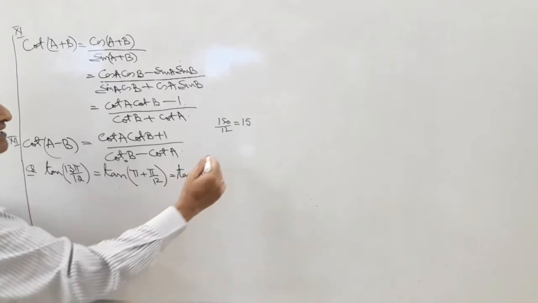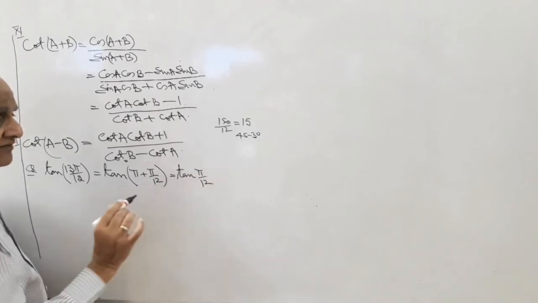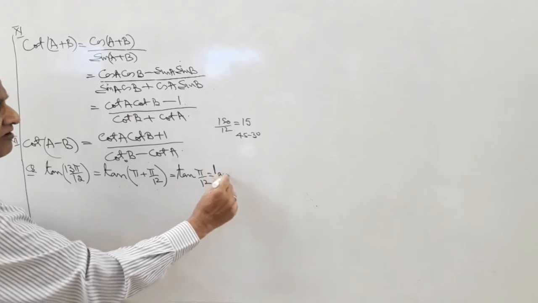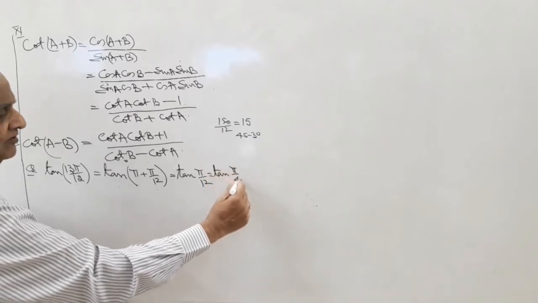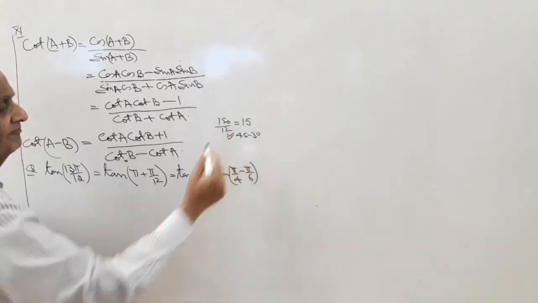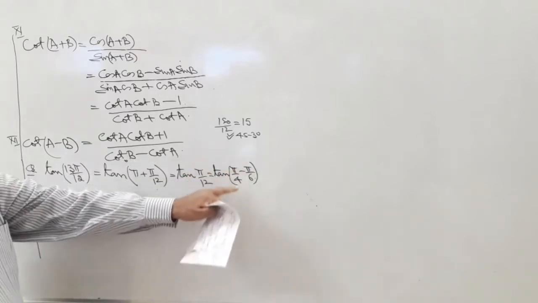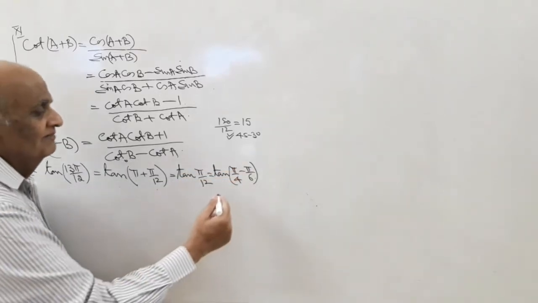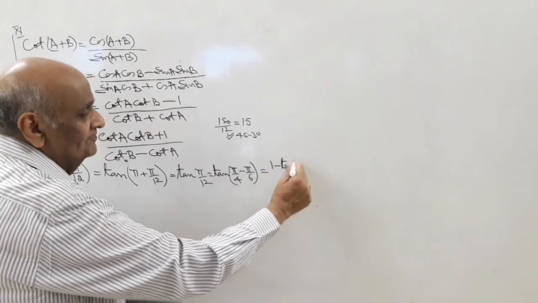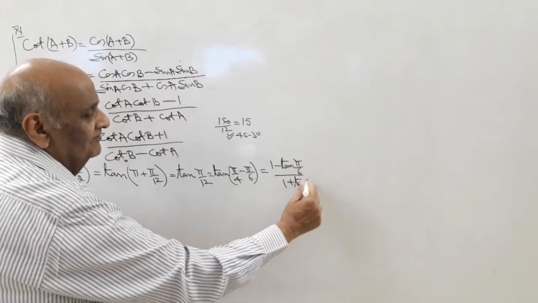So 15 degrees can be written as 45 minus 30. Because I always keep the values in terms of pi, this will be tangent of pi by 4 minus pi by 6. 45 minus 30 means pi by 4 minus pi by 6. And this will be equal to 1 minus tangent pi by 6 over 1 plus tangent pi by 6.